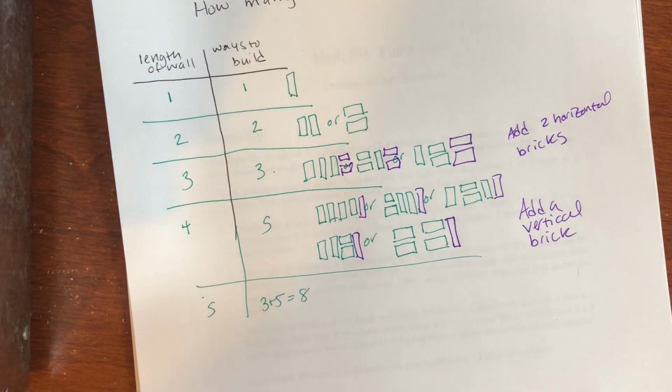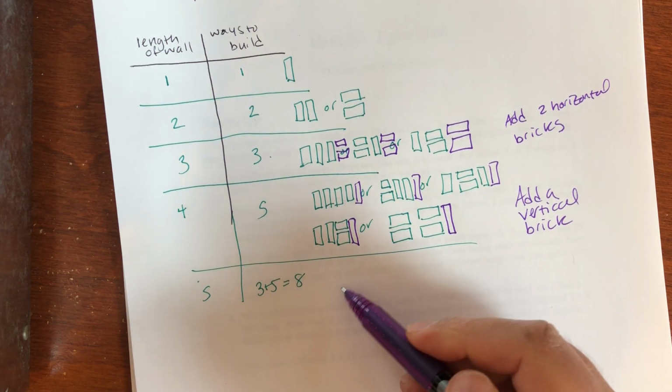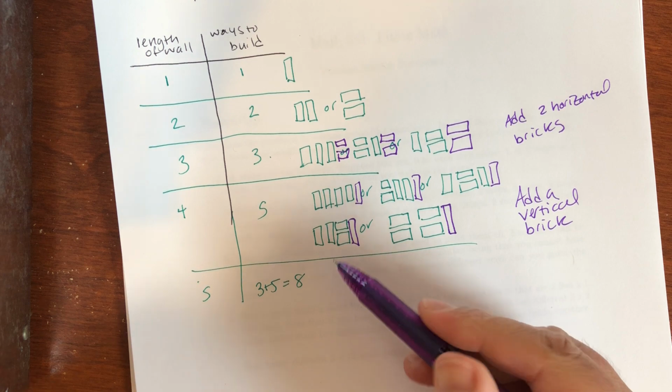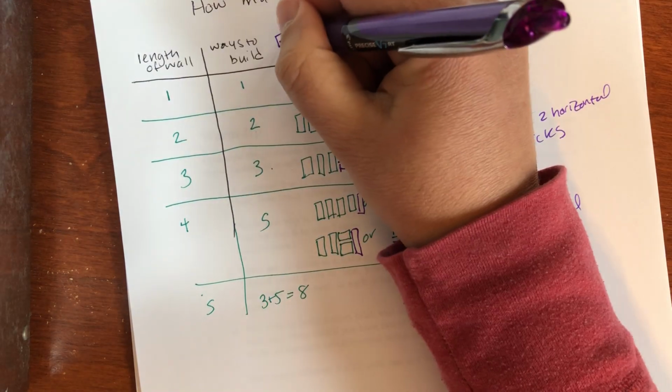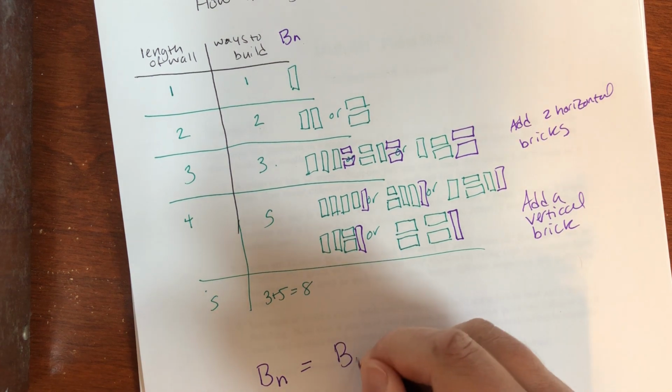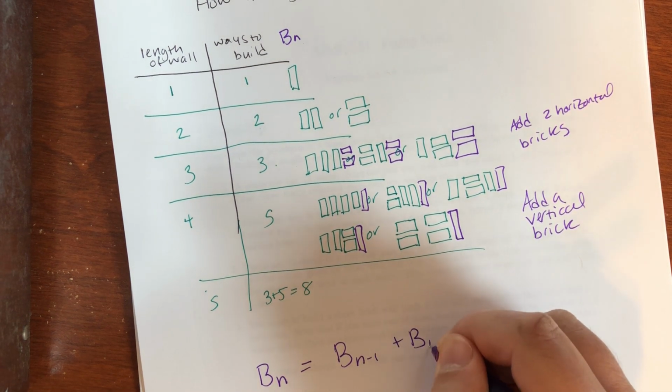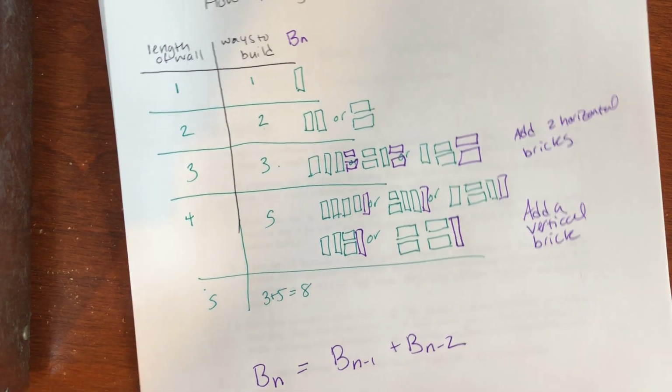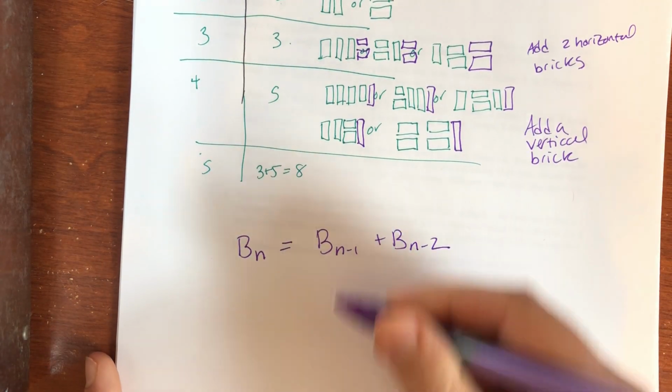Okay, and so that's going to give you all of your different ways to generate a 2 by 5 wall. Now once again, if we call this number b sub n, you would want to explain why b sub n is equal to b sub n minus 1 plus b sub n minus 2. And then you can use that to build up your sequence from there.